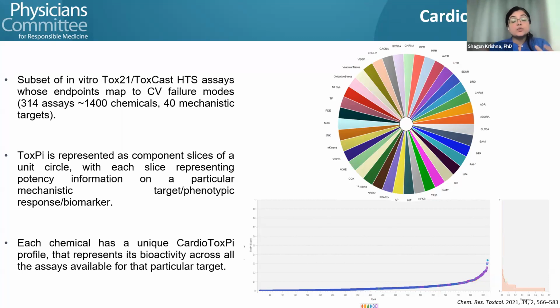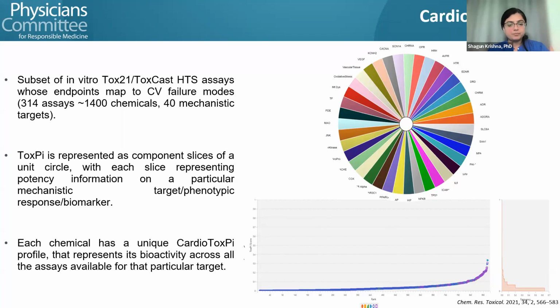To reduce the noise in the high throughput screening data, we applied filtering criteria. We only chose those chemicals that have been tested in 50% of assays, and vice versa. By applying this filtering, we identified around 314 assays that are relevant to causing adverse CV outcomes across 1400 chemicals. The detailed methodologies have already been published, and you can go and read about it. Thinking about the constraint of time, I'm trying to skim the information as much as I can.